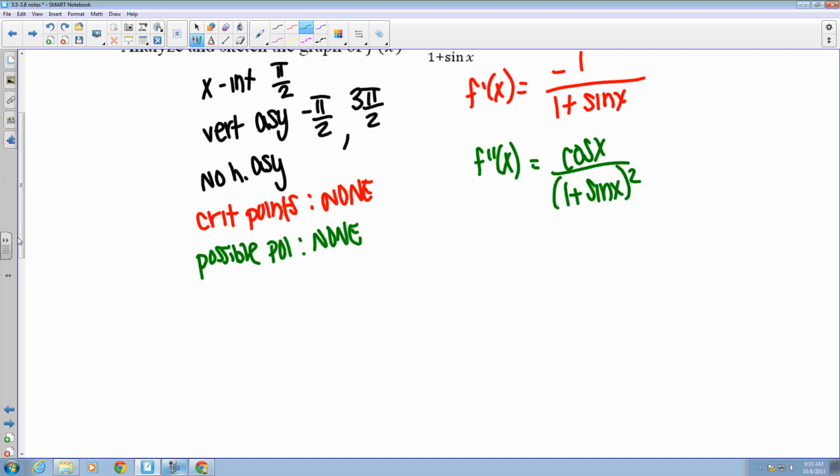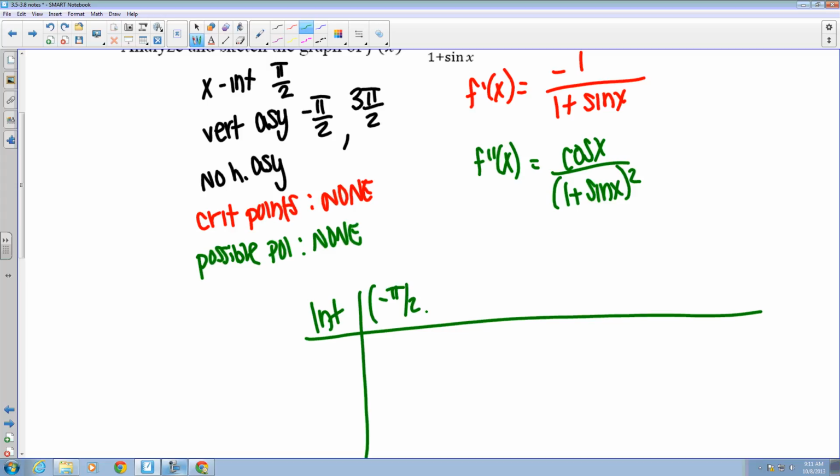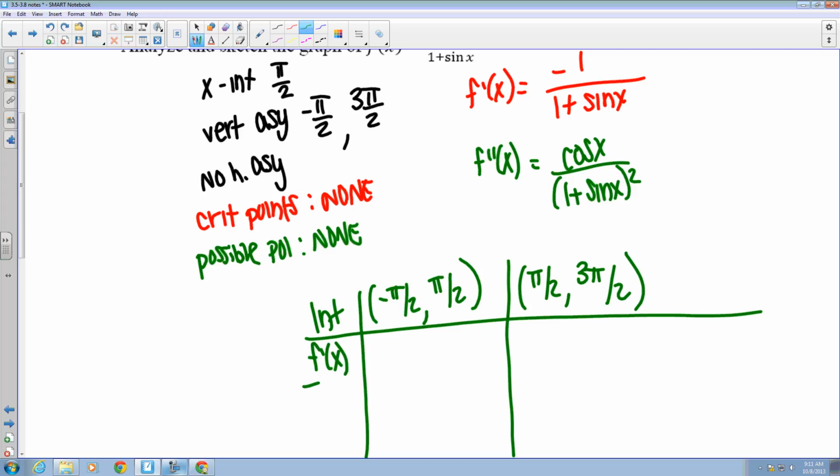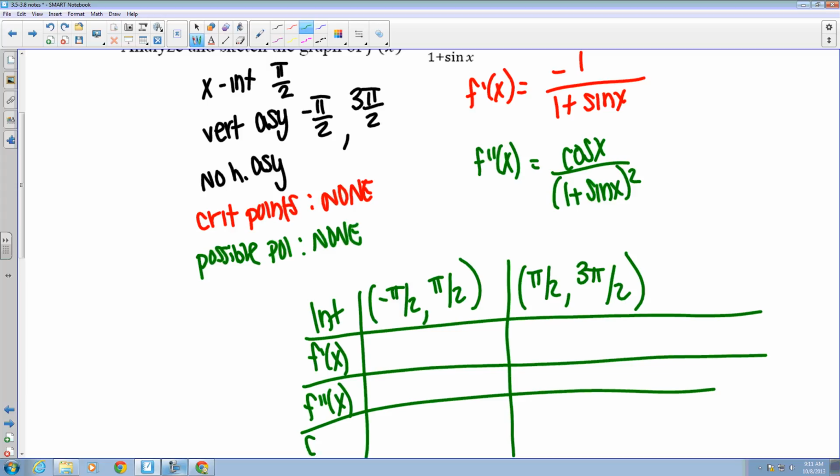because we have asymptotes. So we'll make our table. We're not starting at negative infinity. We're going to start at negative pi over 2. Our interval is first going to go to pi over 2 because that's an x-intercept. We kind of want to know what's going on there. From pi over 2 to 3 pi over 2. We're putting it in the first derivative, second derivative, and then coming to our conclusion on the bottom.